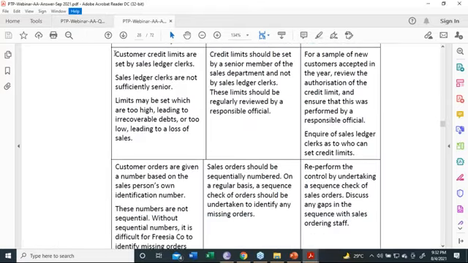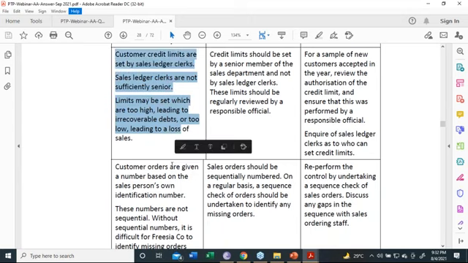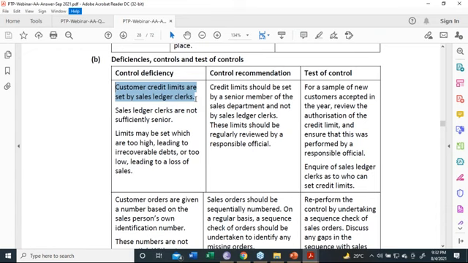Okay, the first deficiency, all the way from the question: credit limits are established by sales ledger clerks. The sales ledger clerks are not sufficiently senior, and as a result they may set credit limits too high, leading to irrecoverable debts, or too low, leading to loss of sales. 1 mark. Are you all comfortable with this 1 mark? Half mark for this one, that's copied from the question. Half mark for the explanation. Are you all clear with this 1 mark?